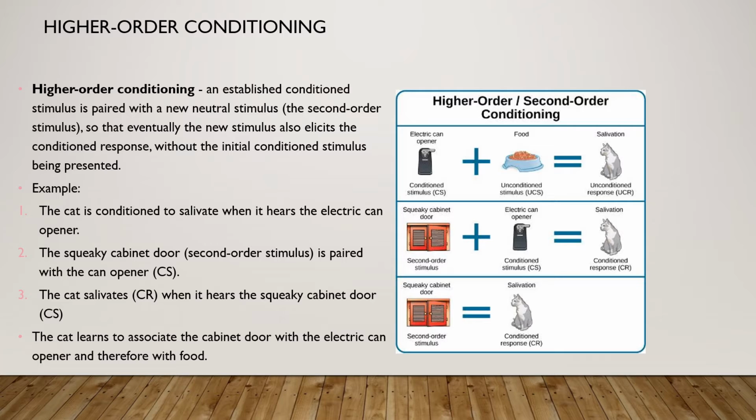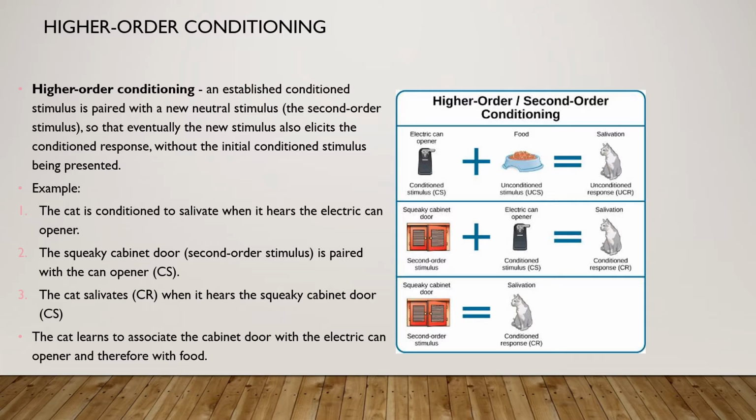Now, it's not just the can opener that has become associated with food, it's that the squeaky cabinet door has now become associated with food, but it's indirect. See, the squeaky cabinet door doesn't lead to food right away. In this instance, we have probably a squeaky cabinet door that is opened and then a can opener that may be taken out. Let's imagine you don't have it on your counter. You have to take it out to open the cat food.